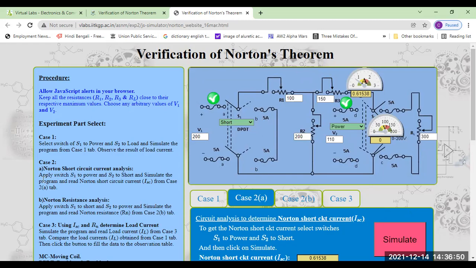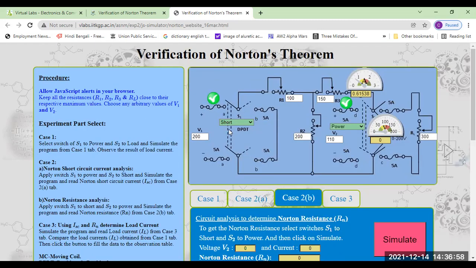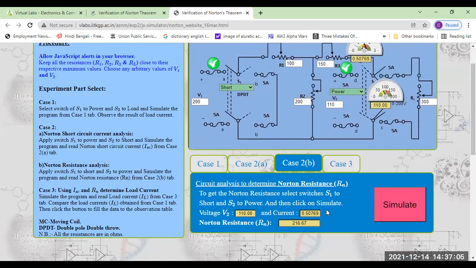Okay, this is called switch one, which should be the power. The first portion was done. Now this is our second portion. Yes, the second portion is short, and this is power. Then we can measure the resistance. Just measure. Yes, we can get this is the voltage, this is the current.